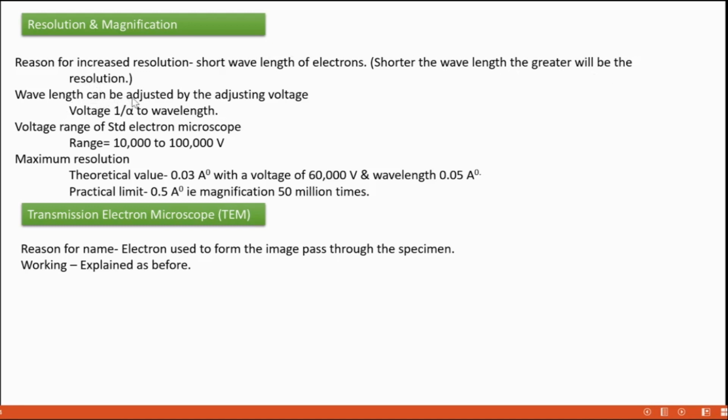This wavelength can be adjusted by adjusting the voltage, which I have already told you in the beginning of today's section as the introductory part of the electron microscope. So, we can say in another form that voltage is inversely proportional to wavelength. That means whenever the voltage increases, the wavelength decreases. That relation is an inverse proportion. The voltage range for a standard electron microscope falls between 10,000 to 1 lakh volts.